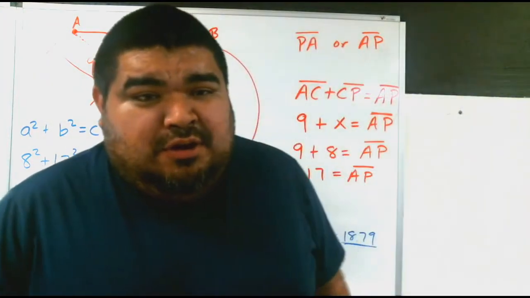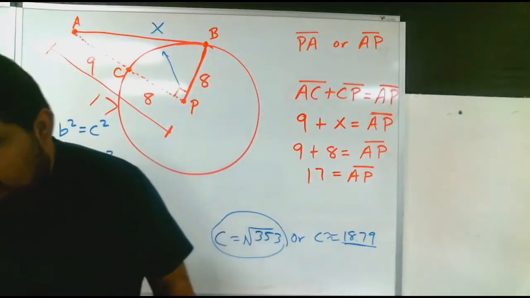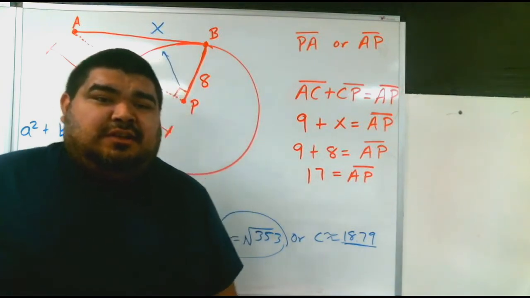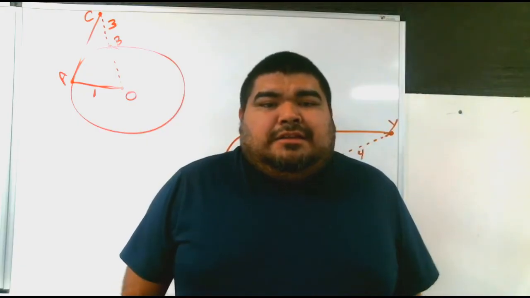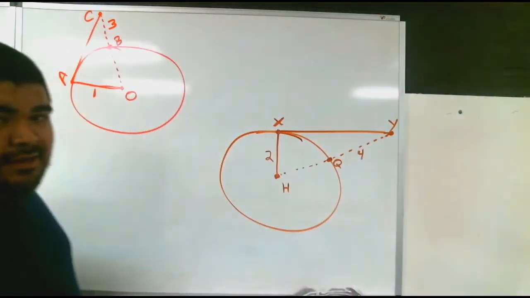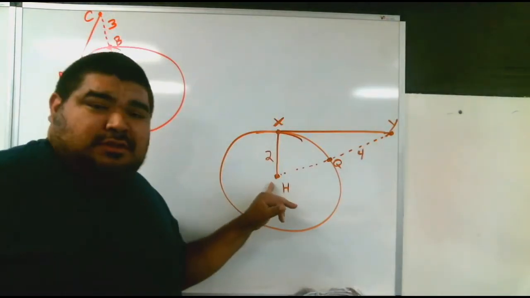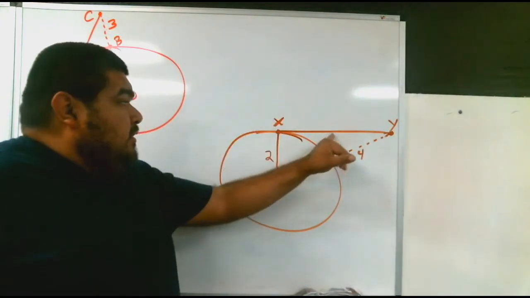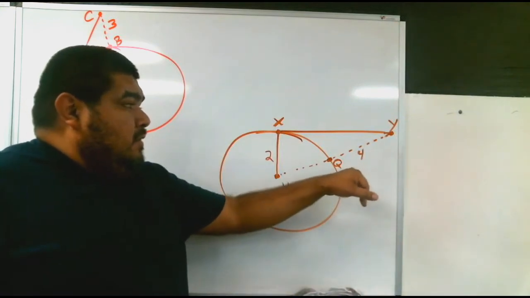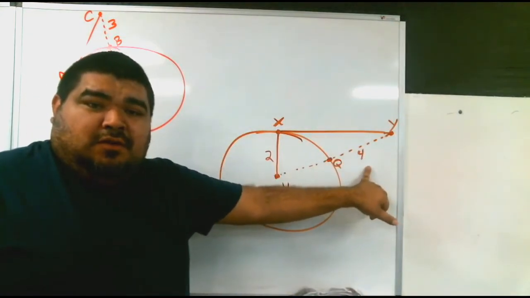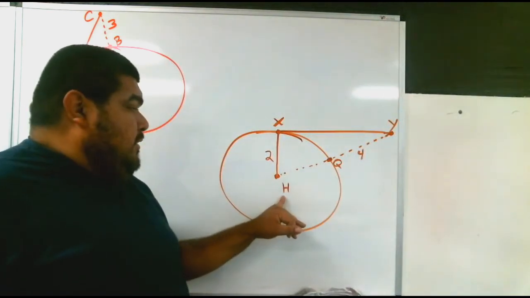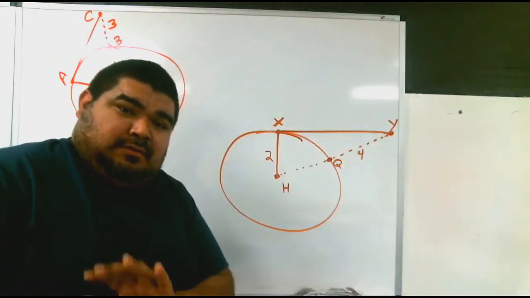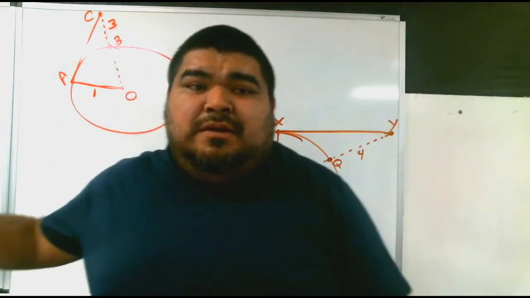Make sure you write it down in your notes. I'm going to give you one similar for you guys to work out. Here's your assignment for today. You have two of them. You have one where you have H as the center of your circle. You have X intersecting your radius and your tangent. We have YQ, which has a distance of 4. We need to find the distance between H and Q. We also have to find the distance between X and Y.